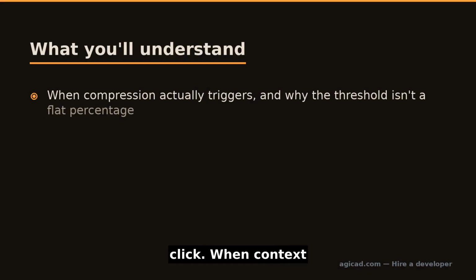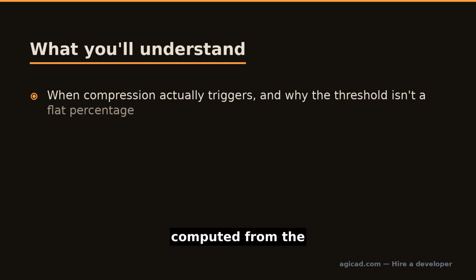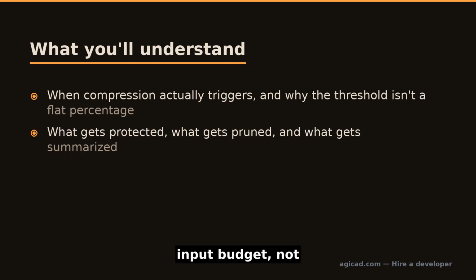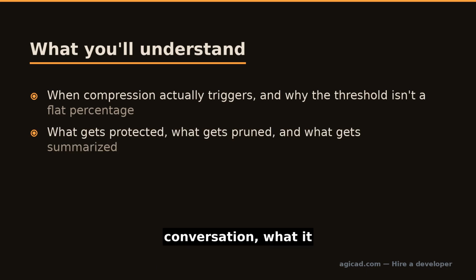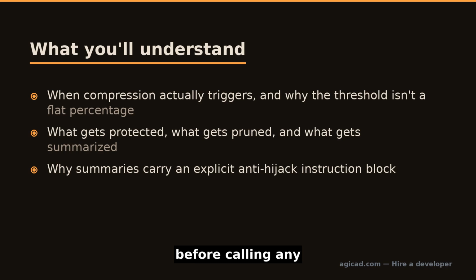When context compression actually fires, and why the trigger threshold is computed from the model's real usable input budget, not a flat percentage of the whole window. What the compressor protects at the head and tail of a conversation, what it prunes for free before calling any model, and what it hands off to a cheaper auxiliary model to summarize.